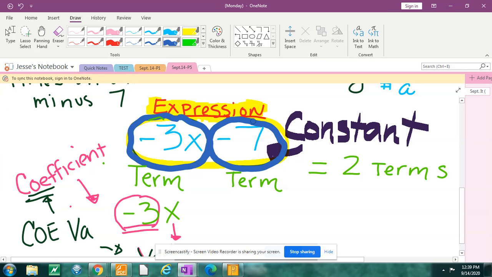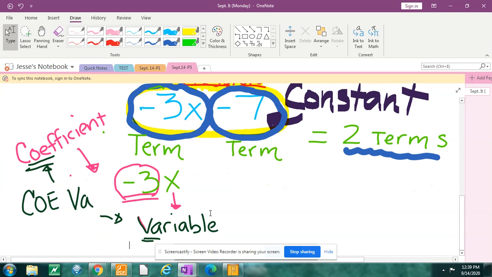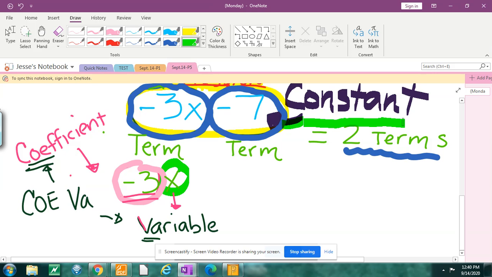So how many terms are there? There are 2 terms, right? 1, 2. Now within each term, what did we learn? We learned that there's a coeva. The coefficient and the variable are together. What's your coefficient? Your coefficient is -3 only. What is your variable? Only the x. You see, you're breaking everything into little pieces. And then what is the -7? It's called your constant, your constant right there.